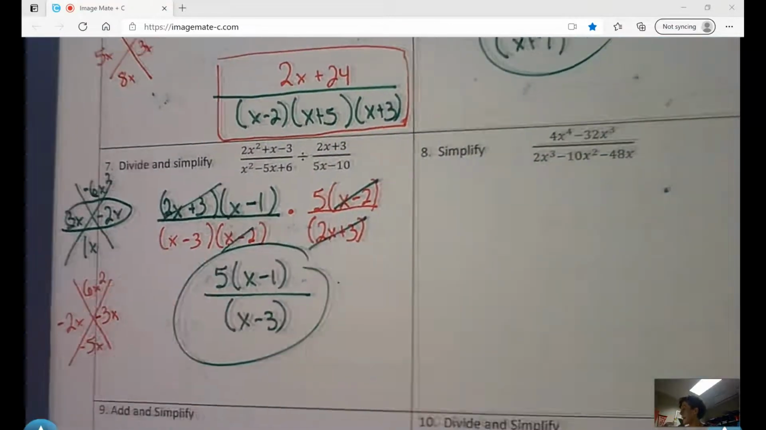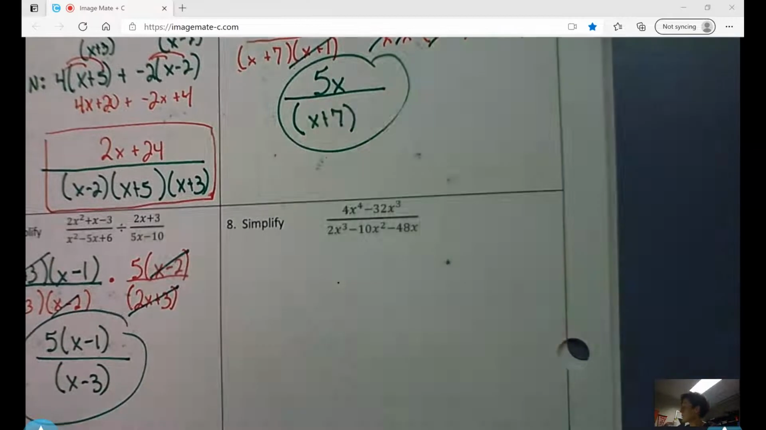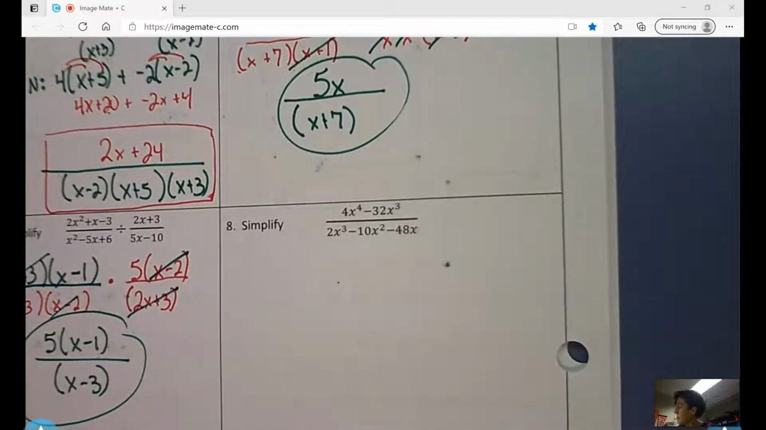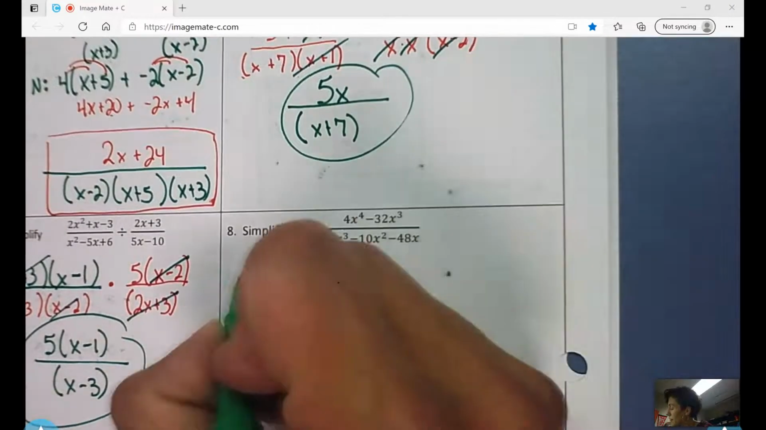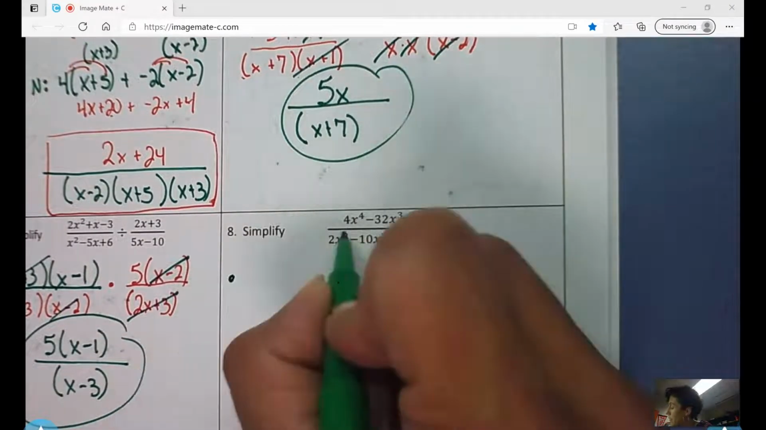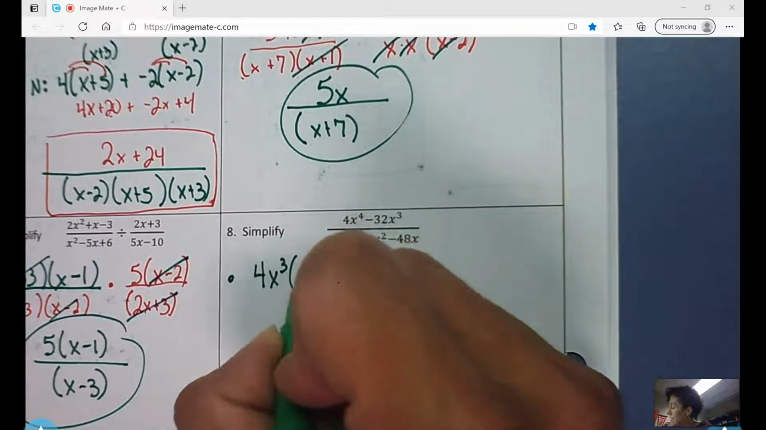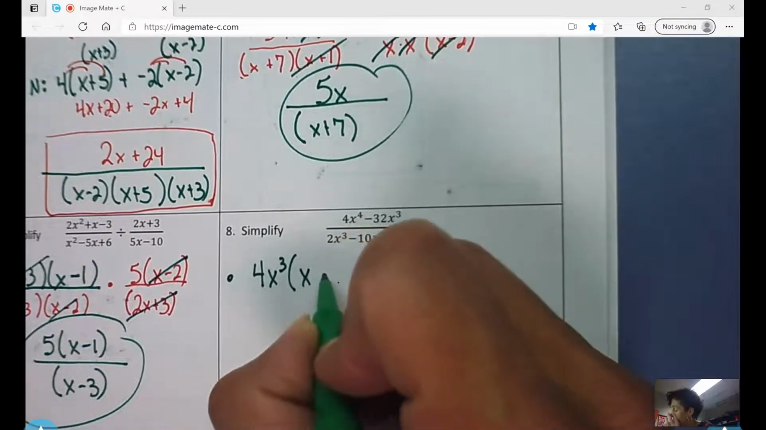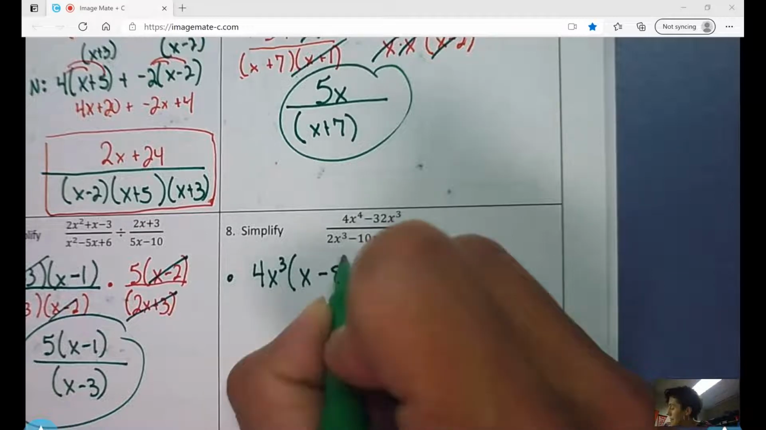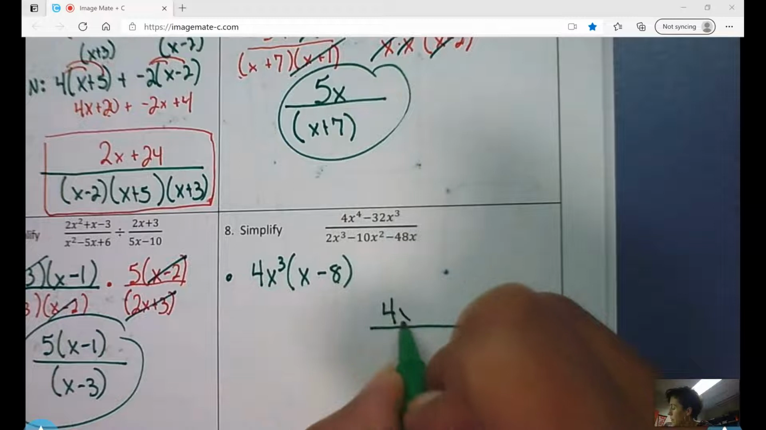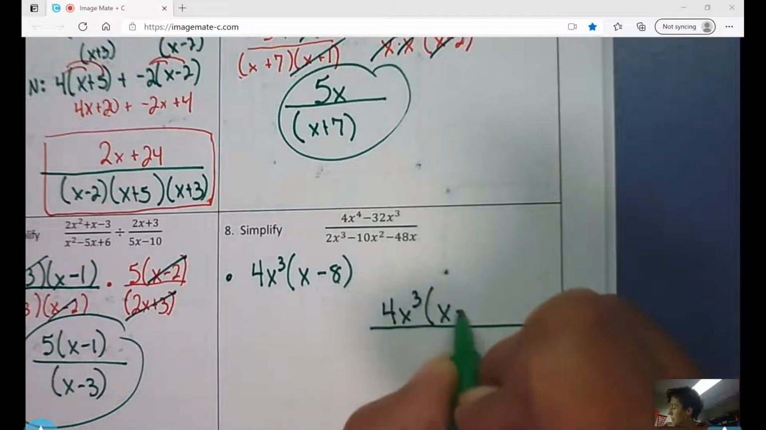All right, now we're getting to simplifying. So again, for simplifying, you're just going to factor all the numerators and all the denominators. So I'm going to start with my numerator. Really not quite sure what's going to happen here. But there is a GCF of a 4 and an x cubed. And when I'm done, I'm left with an x minus 8. So that's as far as the numerator is going to go, because x minus 8 is not a difference of squares.